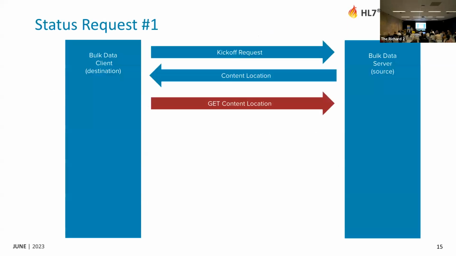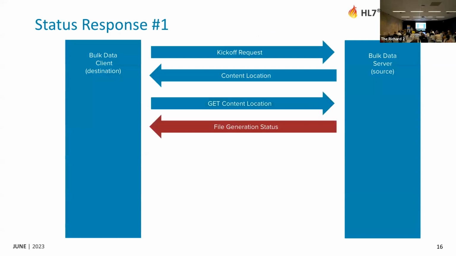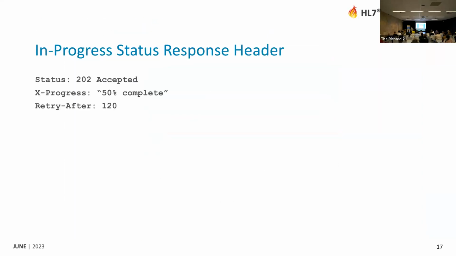So we take that URL, we hit it to see what's going on with our request, and we'll get back a status from the server. The status will look something like this. It's, again, a couple headers and potentially an operation outcome in there. And so we're still 202 Accepted, so our request is still being worked on. We get an X-Progress header, and this is a text-based header. It's really for logging or understanding where your request is. It's not meant to be machine readable, and different systems will handle this in different ways.